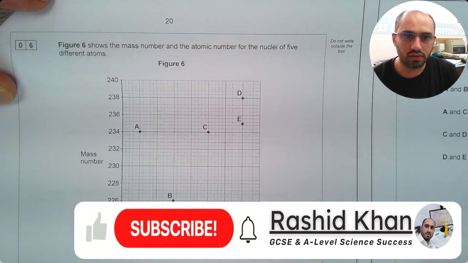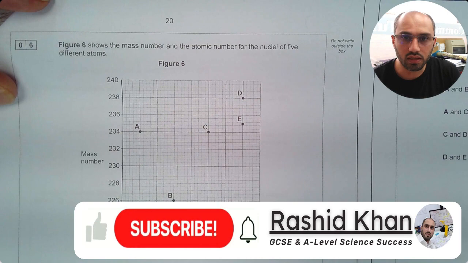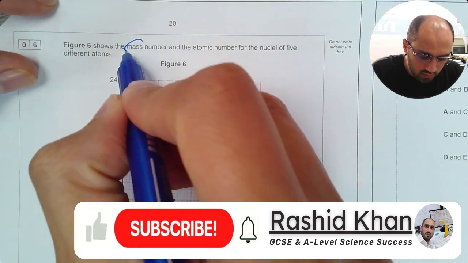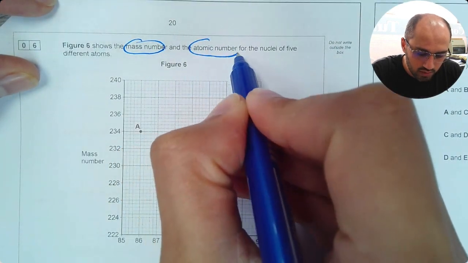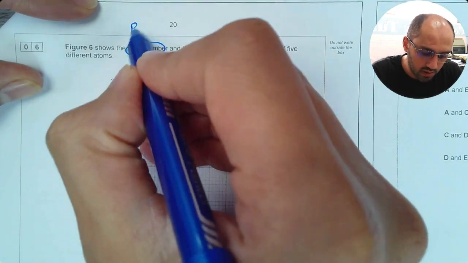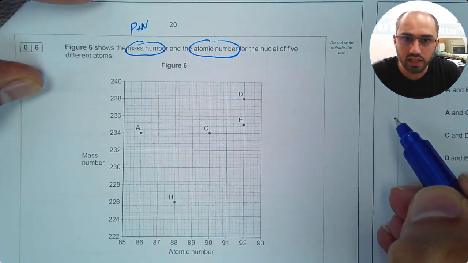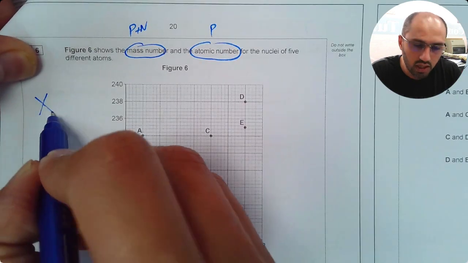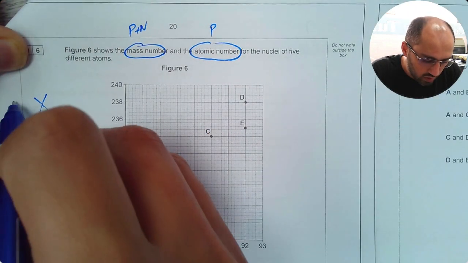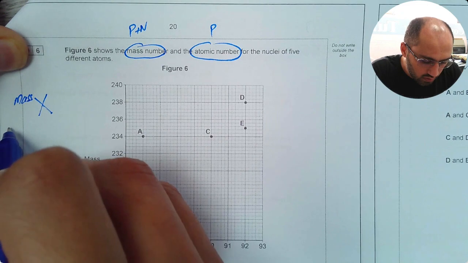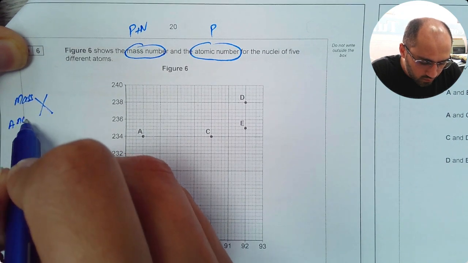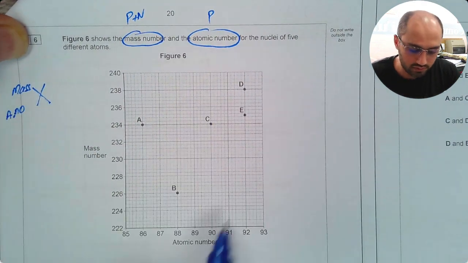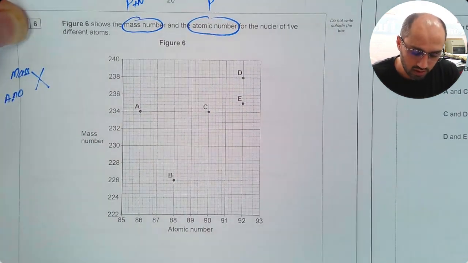Question number 6. Figure 6 shows mass number and atomic number for the nuclei of 5 different atoms. Remind yourself, mass number is basically the sum of protons and neutrons, whereas the atomic number is just the amount of protons. So if I want to write them down together, here it will be mass, and here it will be atomic number. They've given this information in the form of a graph. So here's the mass number, here's the atomic number.